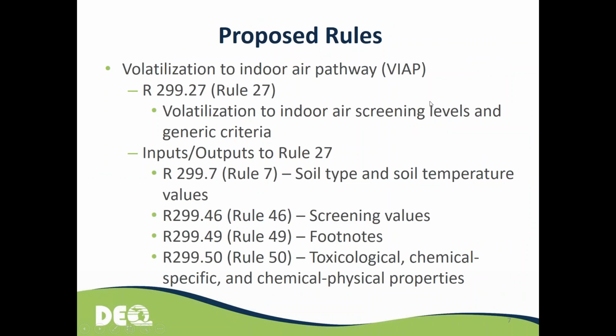So the proposed rules are identified again. The volatilization of the indoor pathway is in Rule 27. That has the volatilization to indoor screening levels, the generic criteria, and the equations. The inputs to and outputs of Rule 27 you'll find in Rule 7, which identifies the soil type and soil temperature values. And Rule 46 is the VI Tier 1 screening values already calculated. And Rule 49 is the footnotes, and Shane will talk some about the important footnotes for the VIAP. And Rule 50 is the toxicological, the chemical specific, and the chemical physical properties that you need to complete calculating the values.